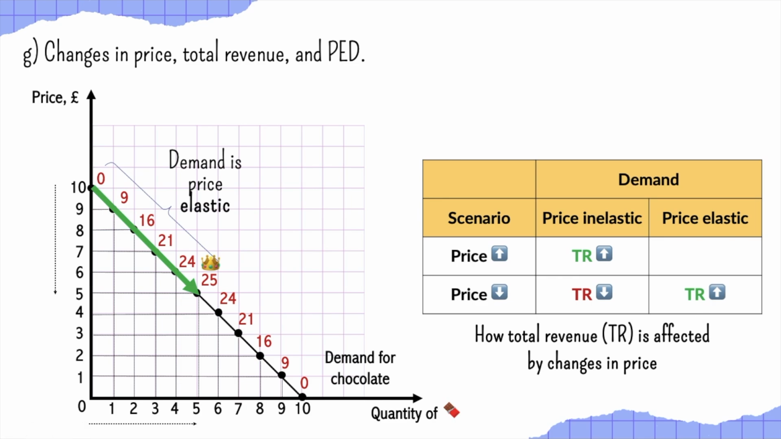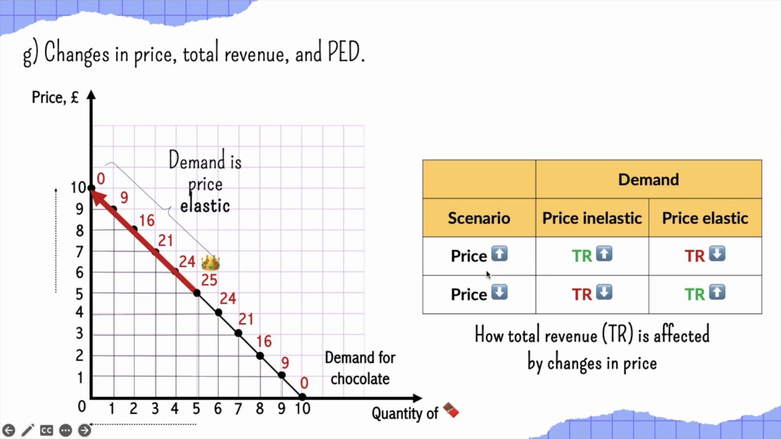Let's move on. The last cell left. So demand is price elastic, but price goes up. What happens with the total revenue? We move in the direction of the red arrow, was 25, 24, 21, 16, 9, 0. Currently it's falling. So now we have this table which will help us to answer exam style questions.